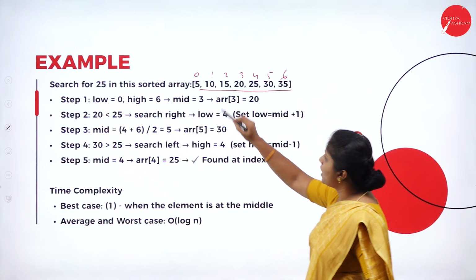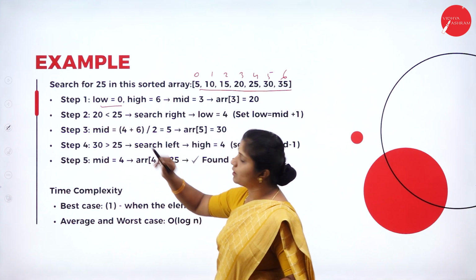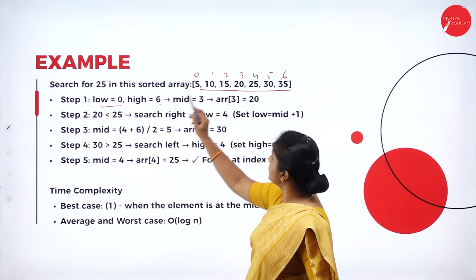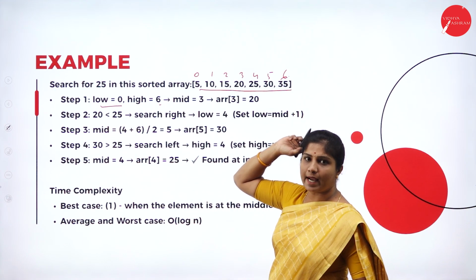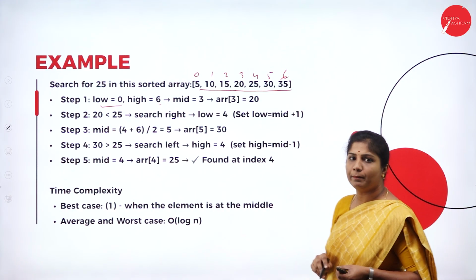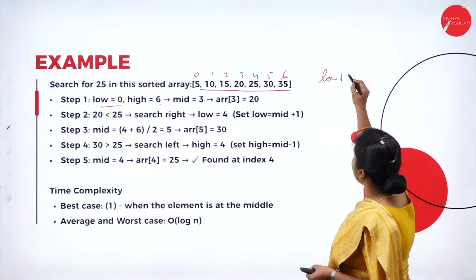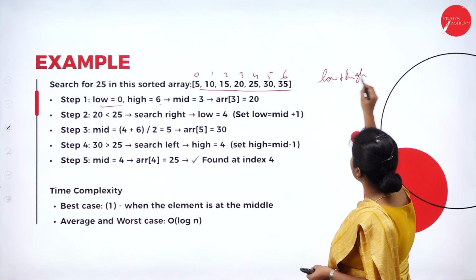So now the low is 0. You can observe here in step 1, low equals 0, where high is equal to 6. That is the high index number. Now how do I calculate the mid? Applying the formula, (low plus high) divided by 2.